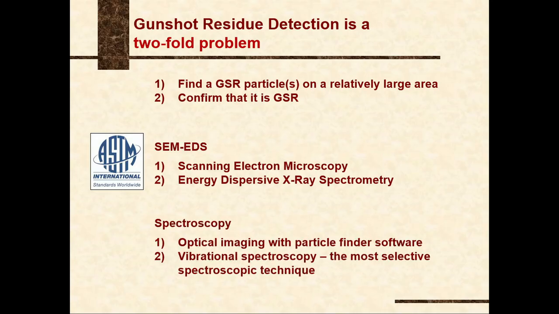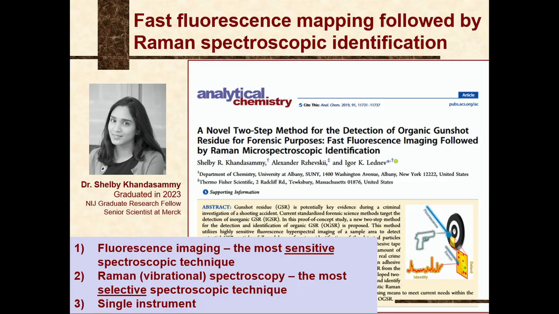Well, if we look at it from the viewpoint of spectroscopy, there are many instruments which already have optical imaging with software which allows finding particles as a first step, and several different methods which are used on the second step. But I would suggest, of course, to use vibrational spectroscopy as a second step, because vibrational spectroscopy is well known as the most selective spectroscopic technique. It's perfect for identification purposes. And this is why we decided to combine fluorescence with Raman spectroscopy.